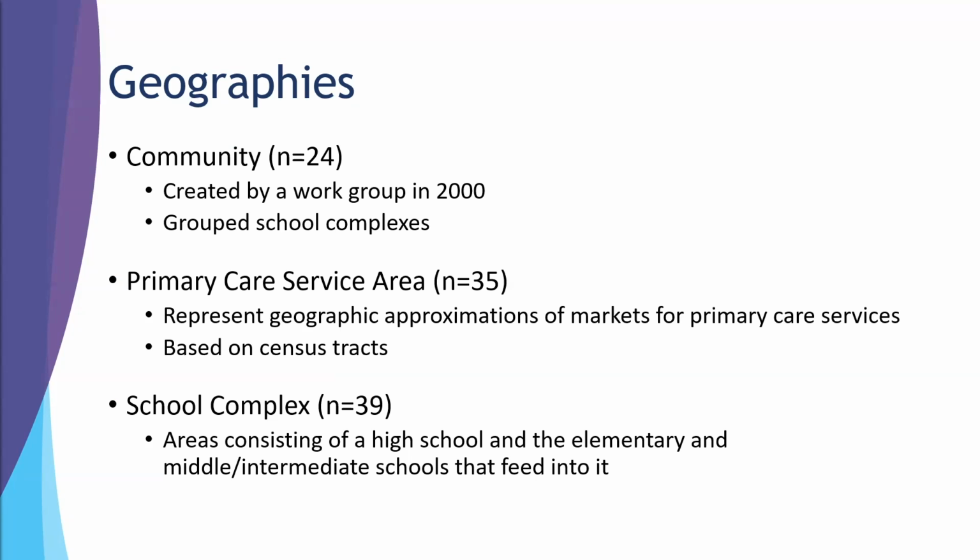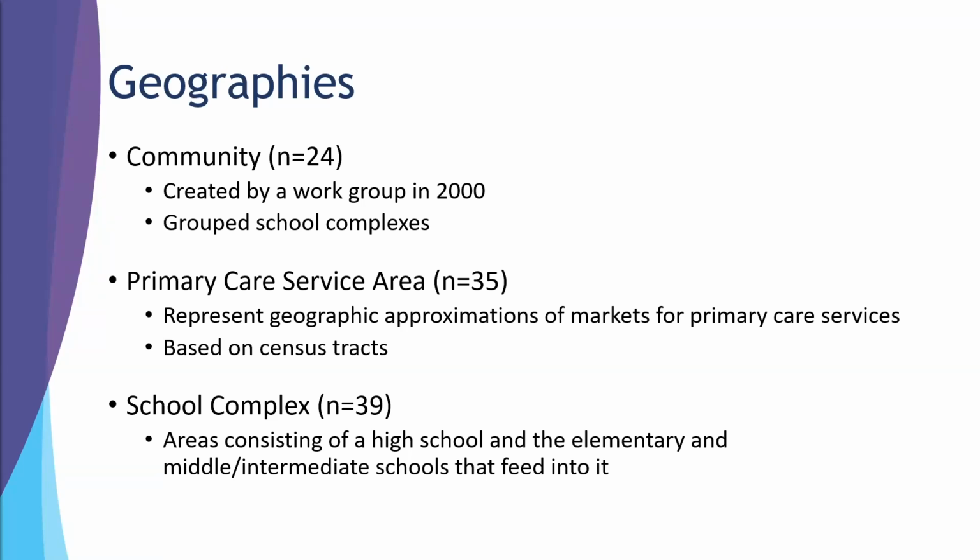Then we also have the primary care service area, which consists of 35 units. These geographic units are based on census tracts and selected to represent geographic approximations of markets for primary care service area. So this means that each PCSA represents the geographic region from which a healthcare provider like a hospital or a clinic draws most of its patients.